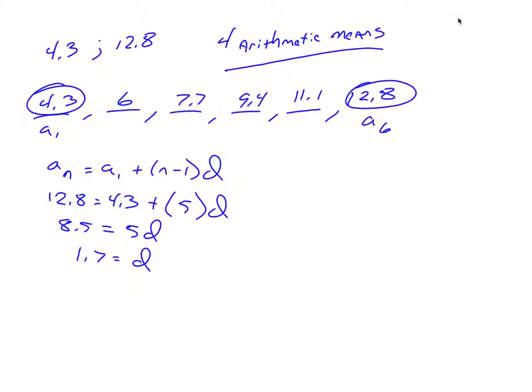So to find our arithmetic means, identify your first term, identify your last term, plug it into your formula, find your common difference, and then add it. Okay? And you can always check to see if you're right by taking your last term and adding, and you should always get to 12.8. If you add and it doesn't work, then that tells you did it wrong. So that's finding your arithmetic means.